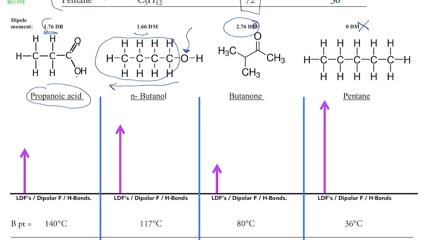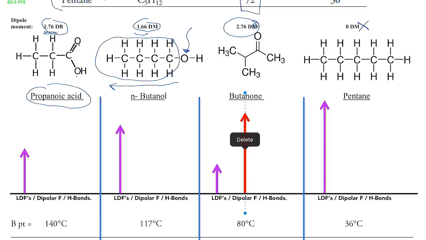You'll be given these dipole moments, or these Debye values, to do that. So let's put some more arrows in, and I'm going to make that red for polar. And let's do that. So which has the greatest amount of polarity? Well, butanone. It's got that 2.76.